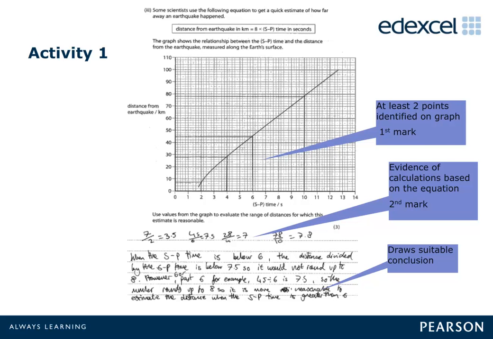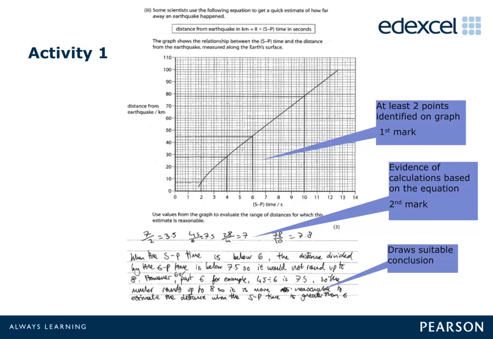This question requires candidates to analyze and evaluate evidence and draw conclusions based on the evidence. In the response shown, the candidate has marked the points on the graph. Most successful candidates did the calculations by substituting the time into the equation and then comparing the calculated distance with the distance taken from the graph.